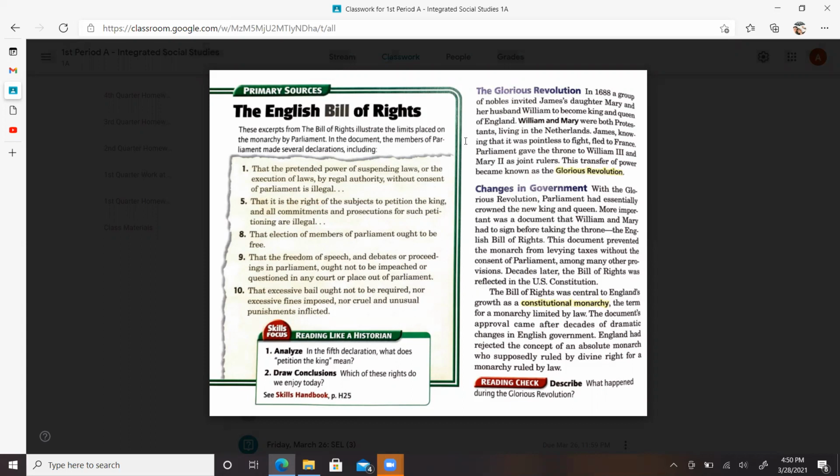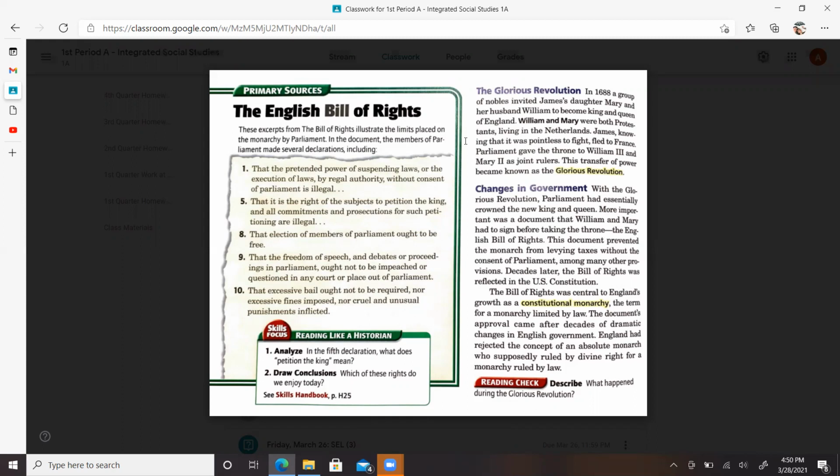James, knowing that it was pointless to fight, fled to France. Parliament gave the throne to William III and Mary II as joint rulers. This transfer of power became known as the Glorious Revolution. Changes in government. With the Glorious Revolution, Parliament had essentially crowned the new king and queen.